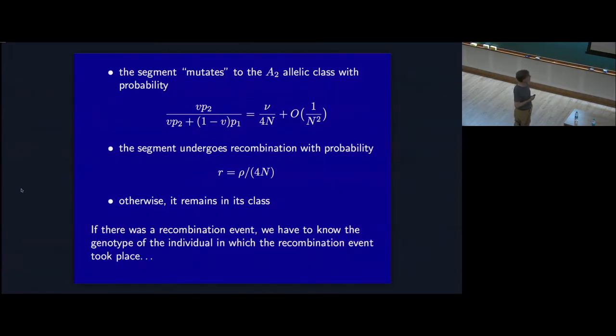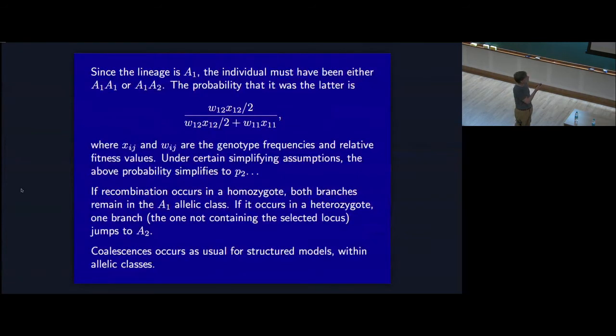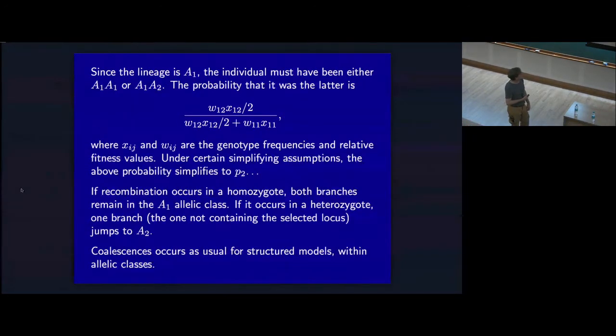So now we're just following one segment. If there was a recombination event, we have to think about the genotype of the individual in which that recombination event took place. The lineage is A1, so the individual must have been either an A1A1 individual or an A1A2 individual, and you can get that from the regular Hardy-Weinberg expectation, modulo the selection coefficient, if there's some kind of selection maintaining this polymorphism. If you assume the selection is quite weak, it is basically equivalent to the probability that it meets the other allele.